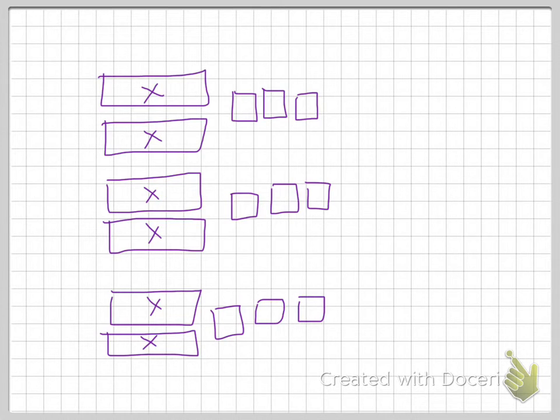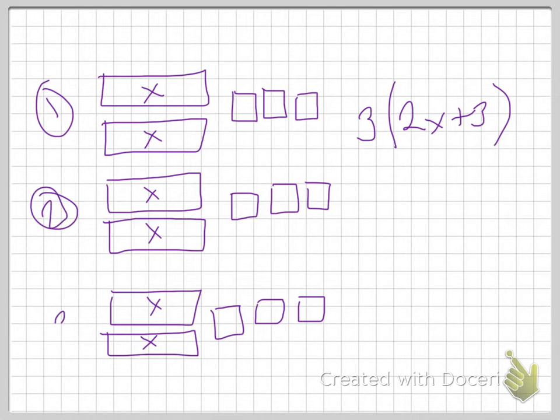Alright, so here I see 3 sets of 2x plus 3. This is the first set, this is the second set, and this is the third set. But altogether I count 1, 2, 3, 4, 5, 6. I count 6 x's and 3, 6, 9. 9 unit tiles. So that is 2 different ways.